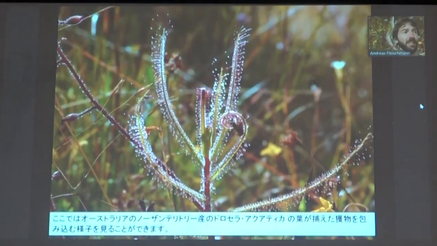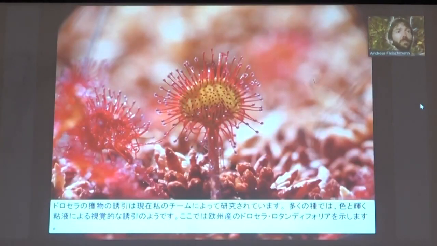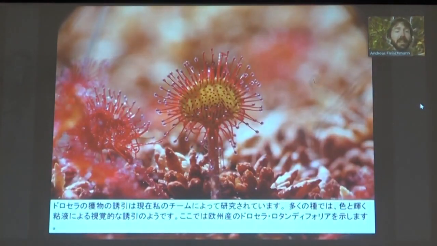And here you can see again, also in the Drosera indica complex in section Arachnopus, which you heard about in the previous talk by Jan, the leaves of all species fold around the prey once it is captured. Drosera prey attraction seems to be mainly optical, by glistening mucilage and the colors. It is currently studied by my team, and we also studied the insects associated with Drosera.